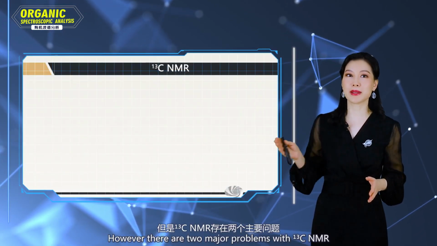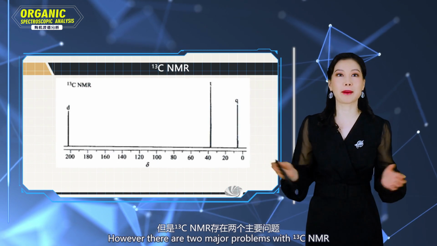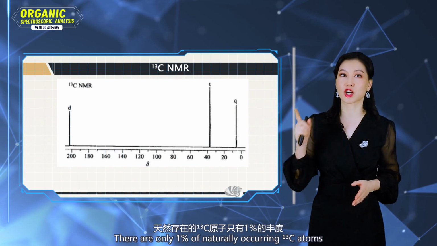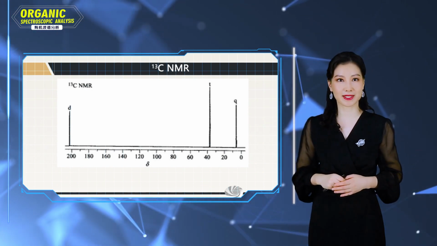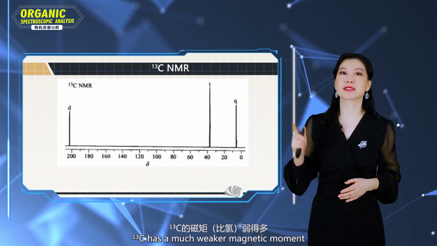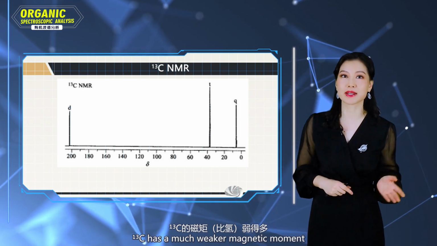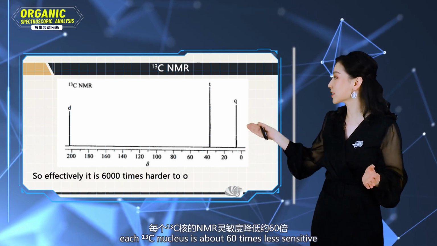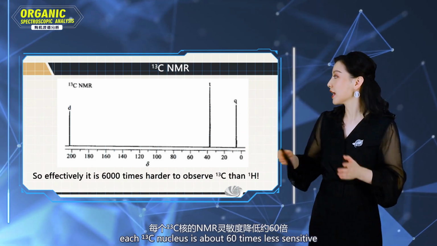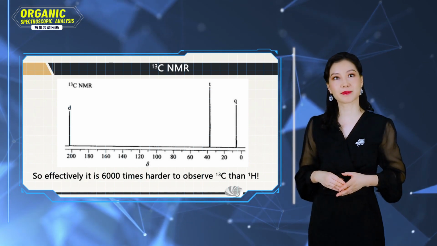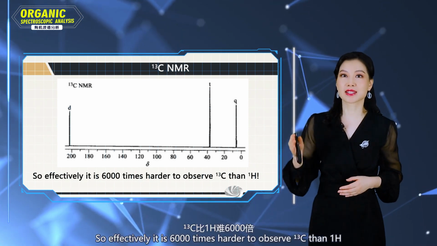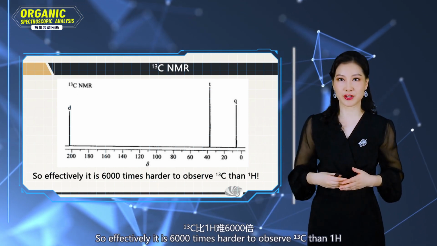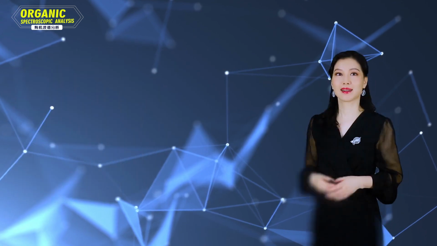However, there are two major problems with carbon NMR. There are only 1% of naturally occurring carbon-13 atoms. Carbon-13 has a much weaker magnetic moment. Each carbon-13 nucleus is about 6 times less sensitive in showing the NMR effect. So effectively, it's 6,000 times harder to observe carbon-13 than hydrogen-1.